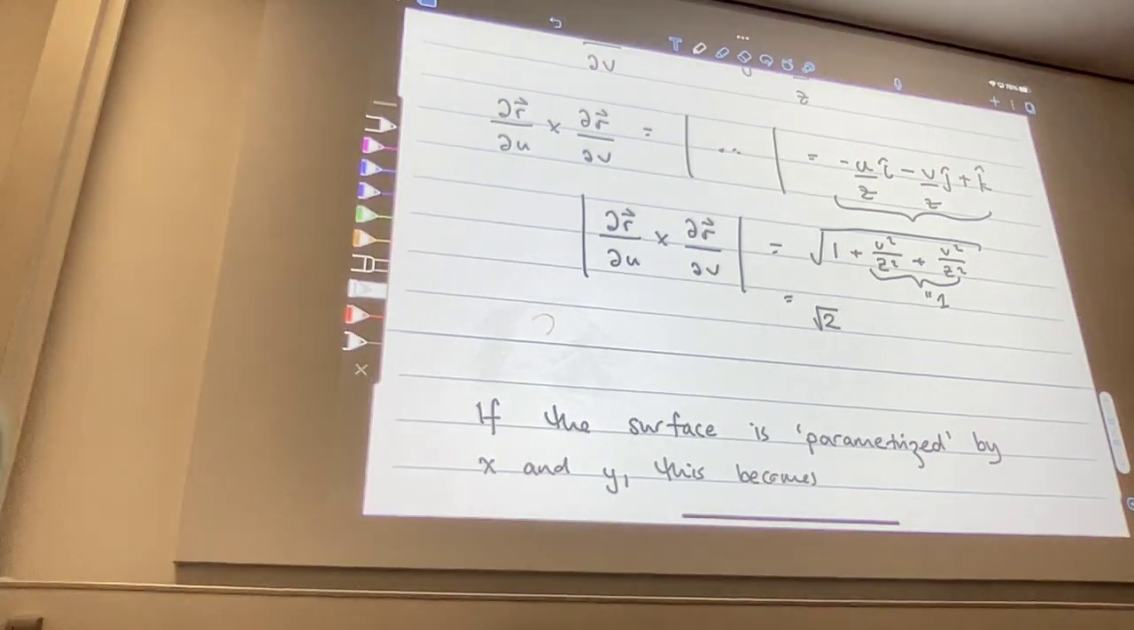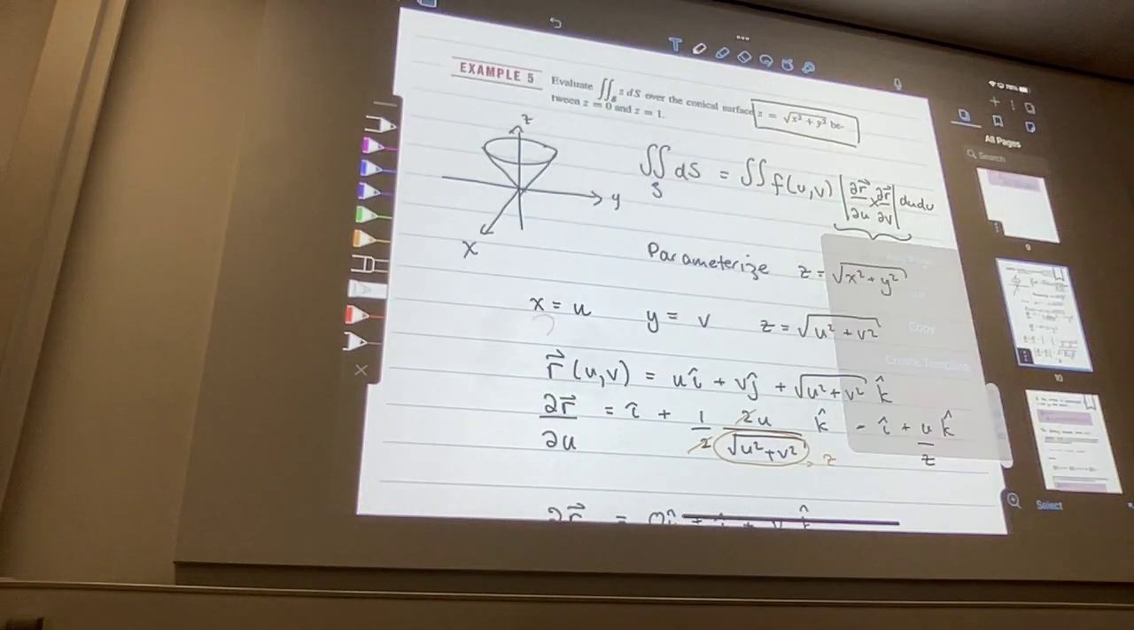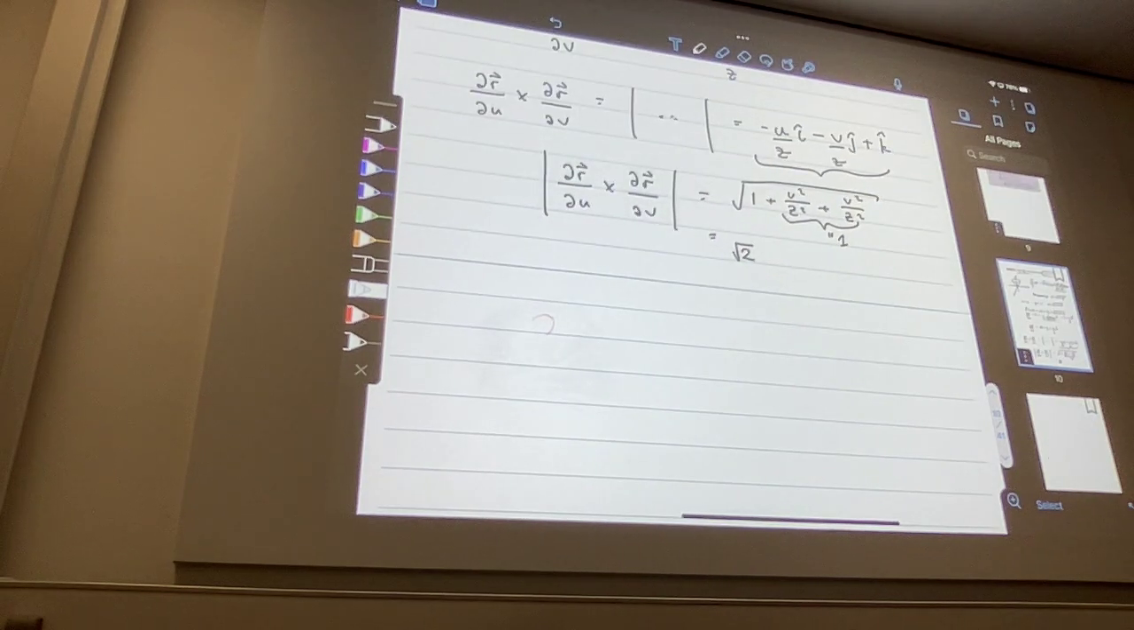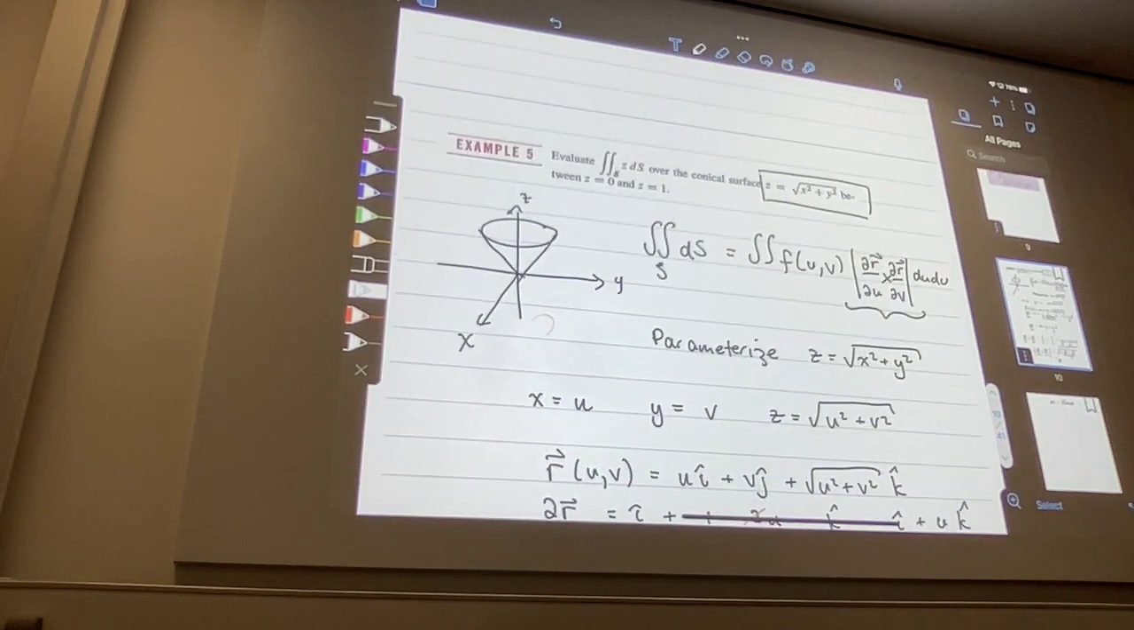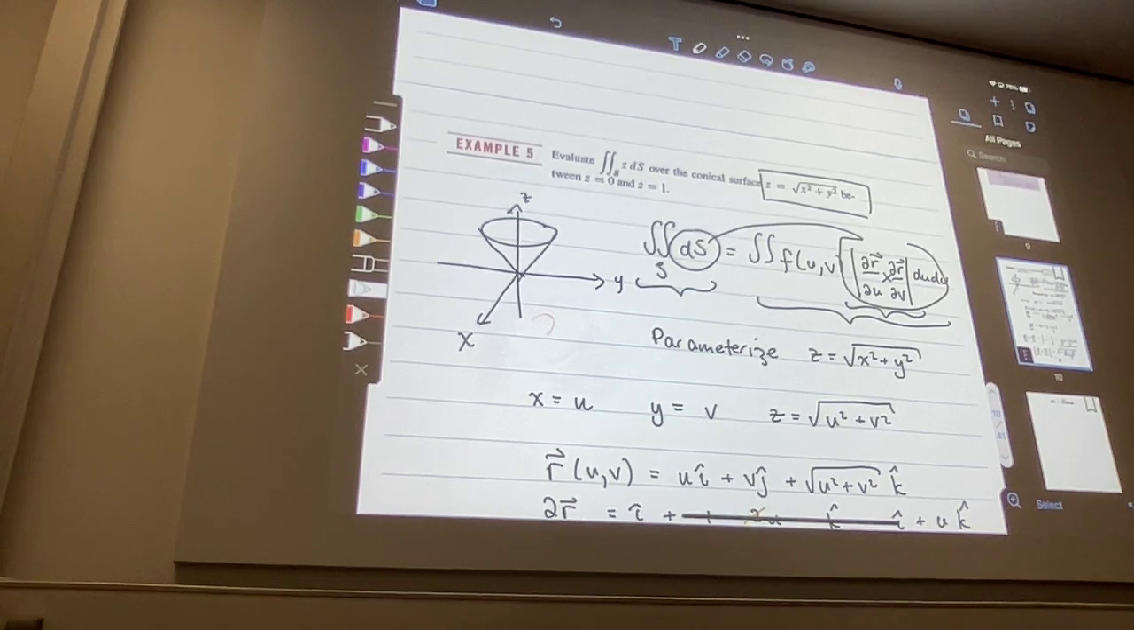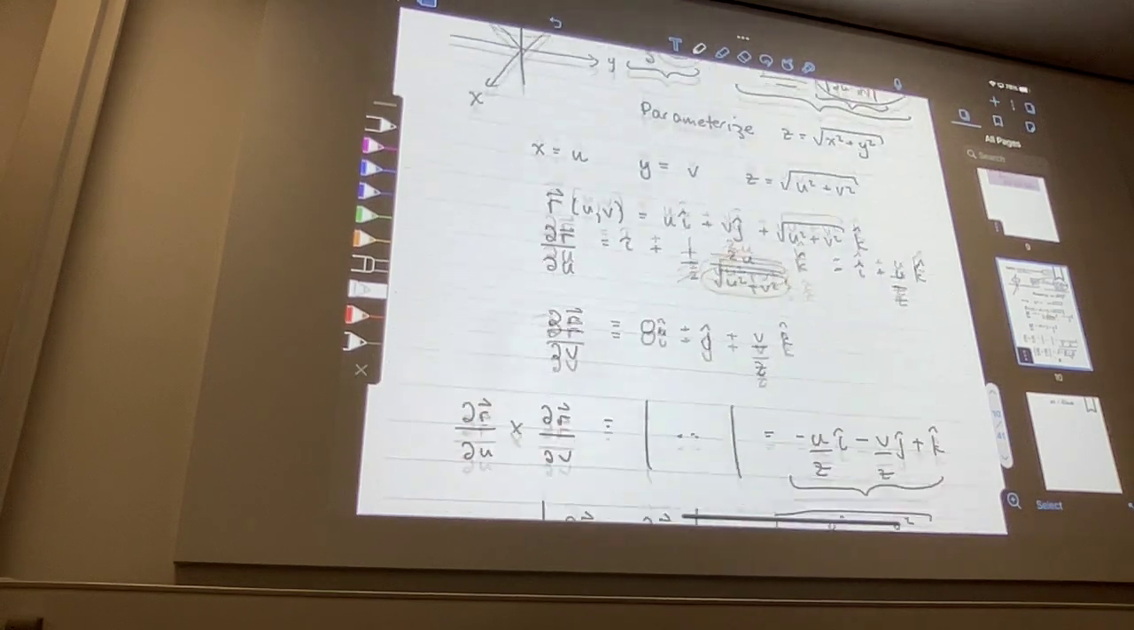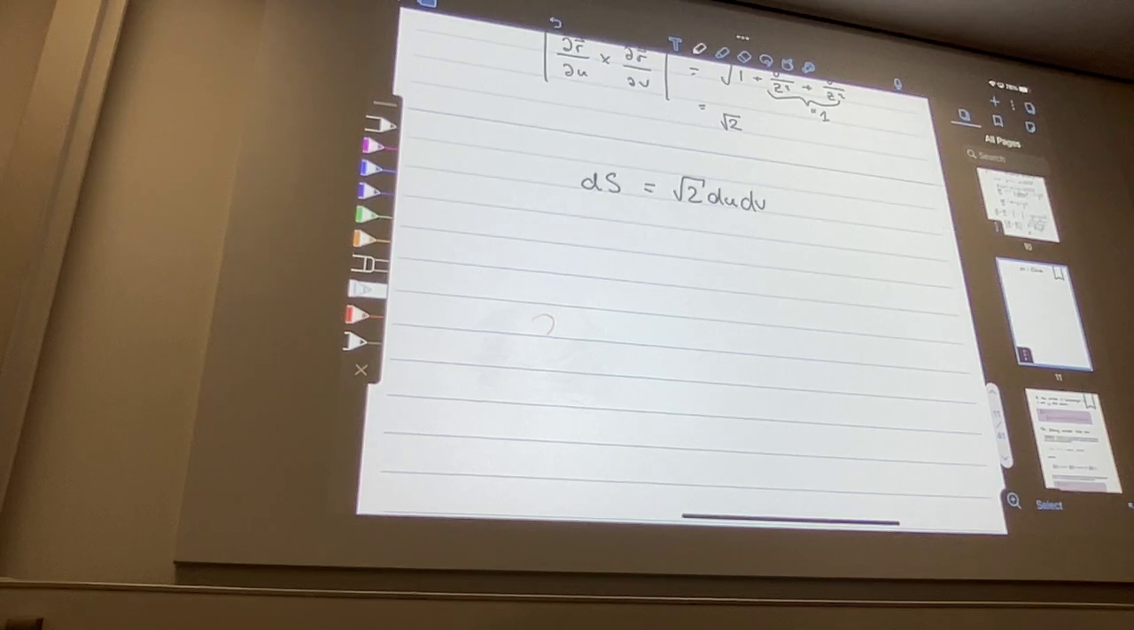Okay, so we've found the magnitude of our cross product. So what has this got us? This has got us to the point where we can convert our dS into that. Remember back up here, we wanted to solve this integral, but actually what we need to do is this thing over here. So we needed to convert dS into this thing over here. Well, we've just done that. Our conversion is root 2 du dv, and so now we just need to put in our f of u v, and we're almost home and dry.